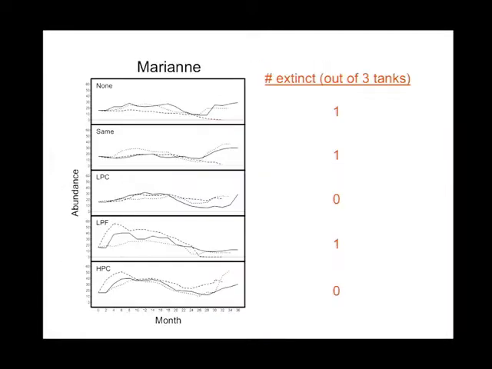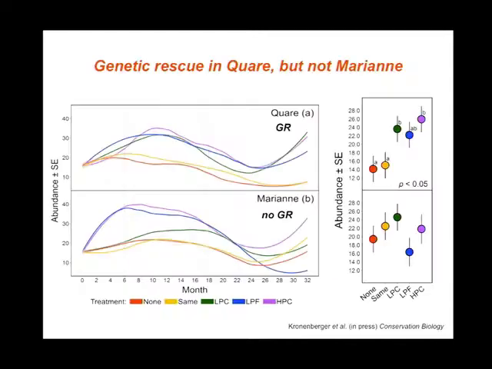The Marianne had some extinction, but not as severe as the Coray. So three tanks total went extinct here. And showing you these similar averages of abundance, it's pretty inconsistent in terms of the no gene flow and same tanks. In some cases they did better than the gene flow treatments, and in some cases did worse. So we did not find consistent evidence for genetic rescue in this Marianne population.